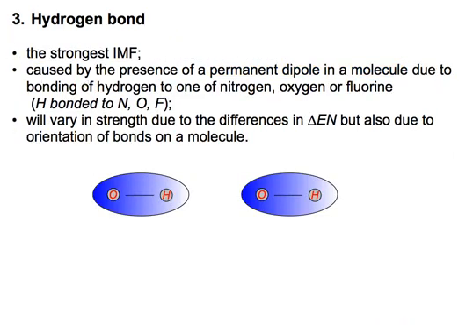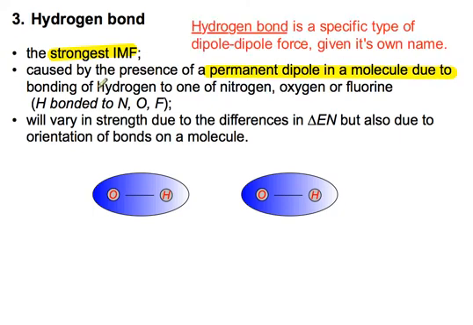And the last one we want to look at then is hydrogen bonding. And so hydrogen bonding is the strongest intermolecular force, and it's caused by the presence of, again, a permanent dipole in a molecule due to the bonding of hydrogen to either nitrogen, oxygen, or fluorine. So I call this hydrogen bonded to NOF, and that helps me to remember it.